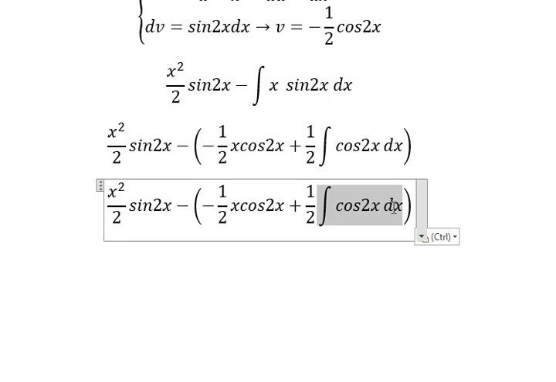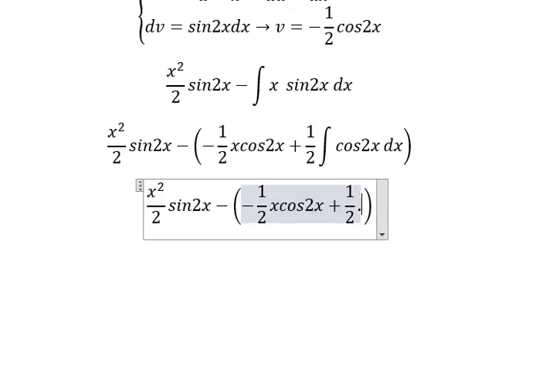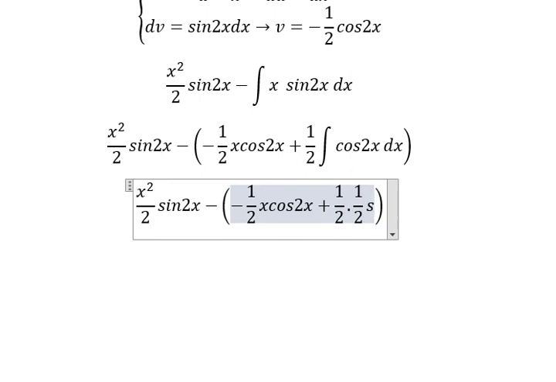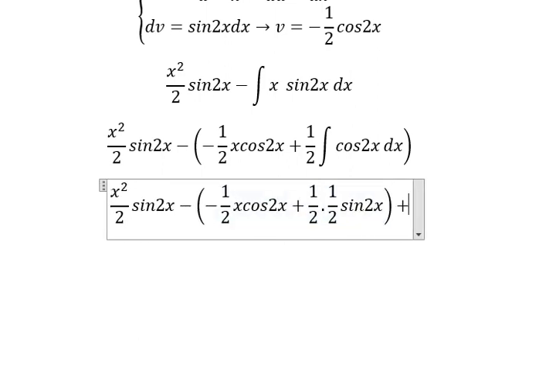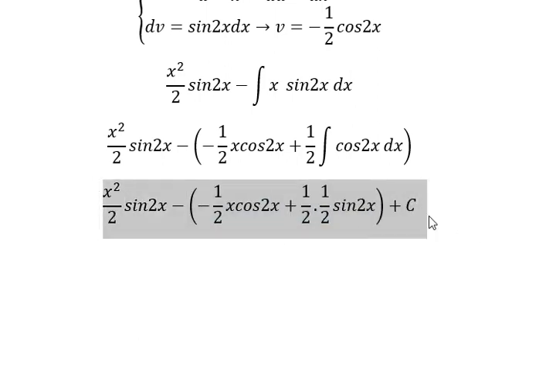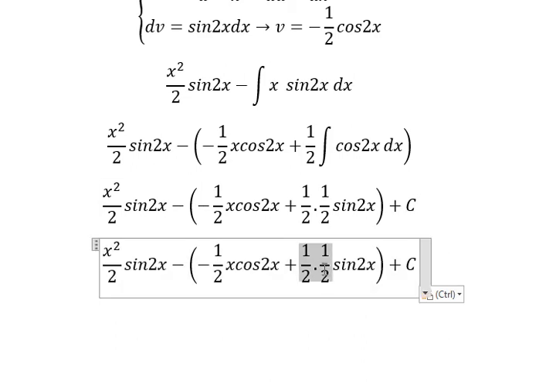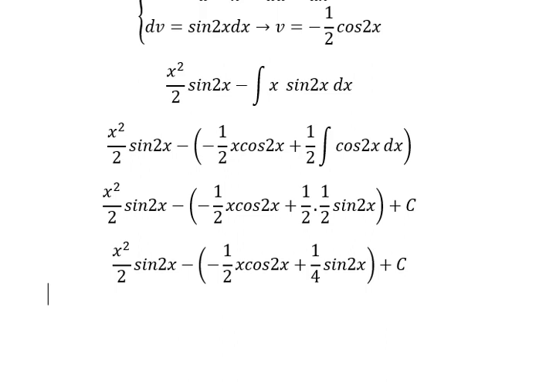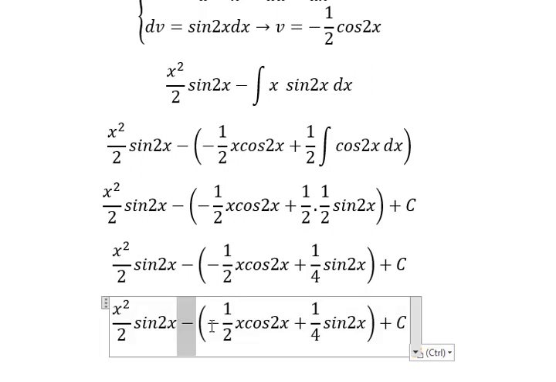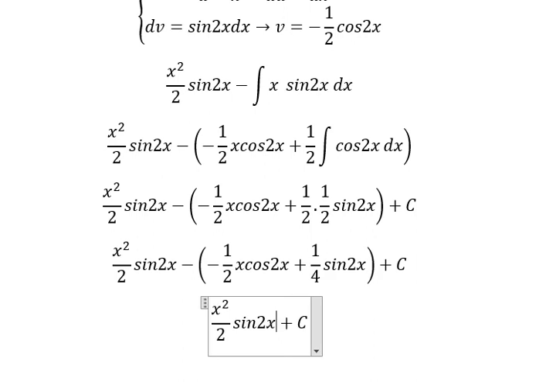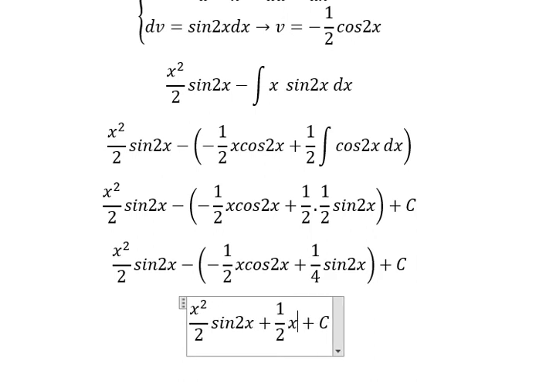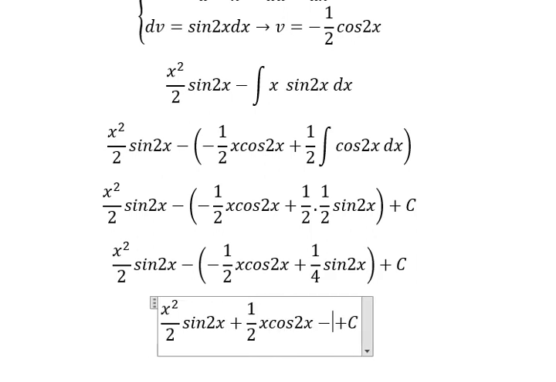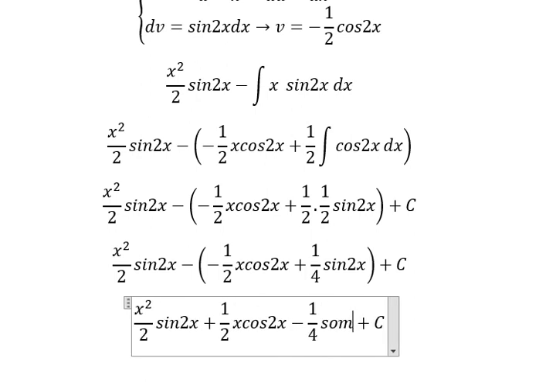The integration of this one, we will have 1 over 2 sine 2s, and now we put the sine here. This one we have 1 over 4. So this negative will change the sign of this one and this one. So we have positive 1 over 2 s cosine 2s minus 1 over 4 sine 2s.